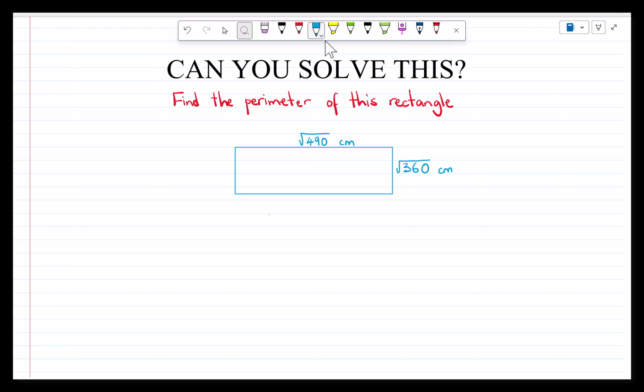Welcome to 365 Math. Can you solve this problem whereby you're asked to find the perimeter of this rectangle? I'm going to give you a moment. Just pause the video for like a minute and try to solve this problem.